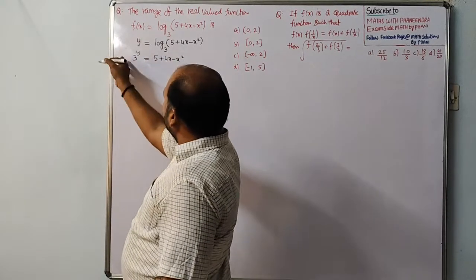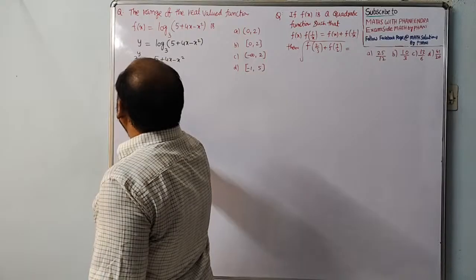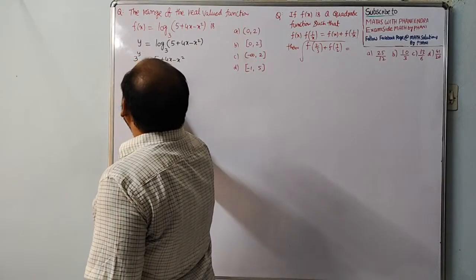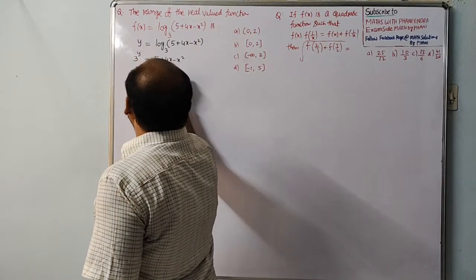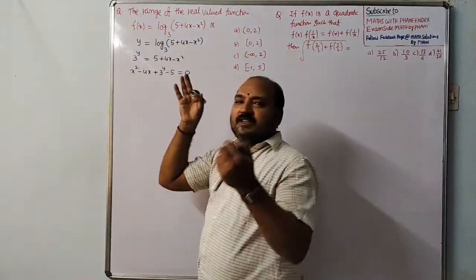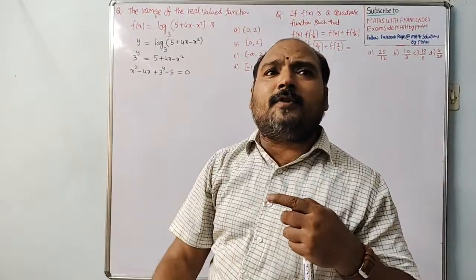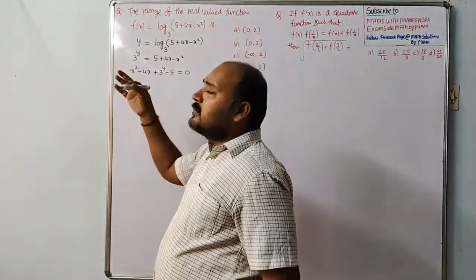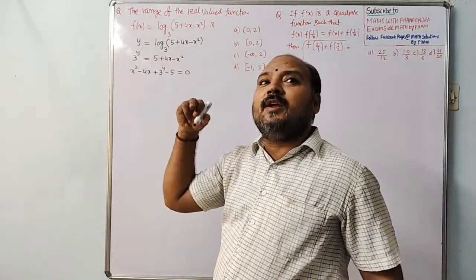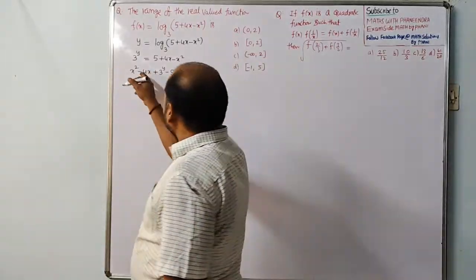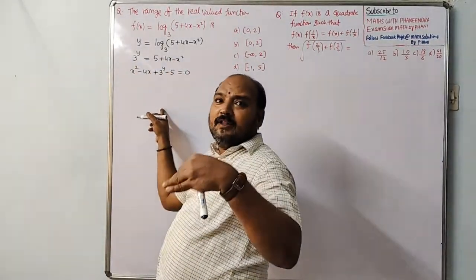So I am bringing these values to this side. X squared minus 4x plus 3 power y minus 5 equal to 0. It is a quadratic equation, no? In terms of x, it is the definition of domain. But if I convert in terms of y, it will be treated as range. So it is a quadratic equation, which means finding the roots.